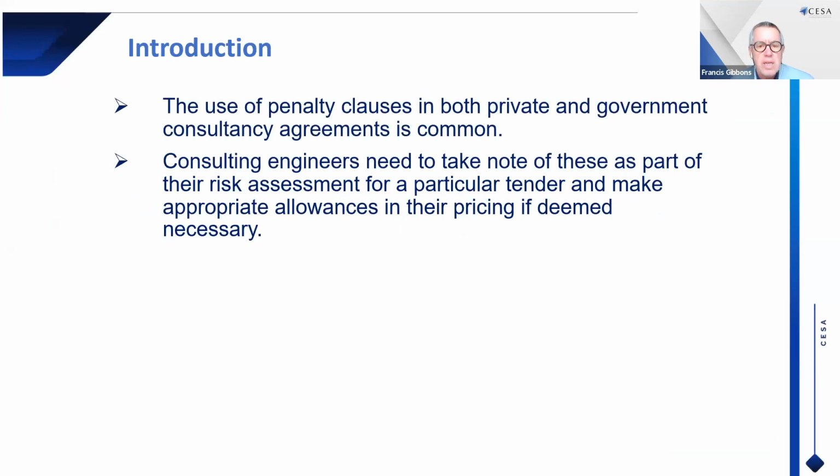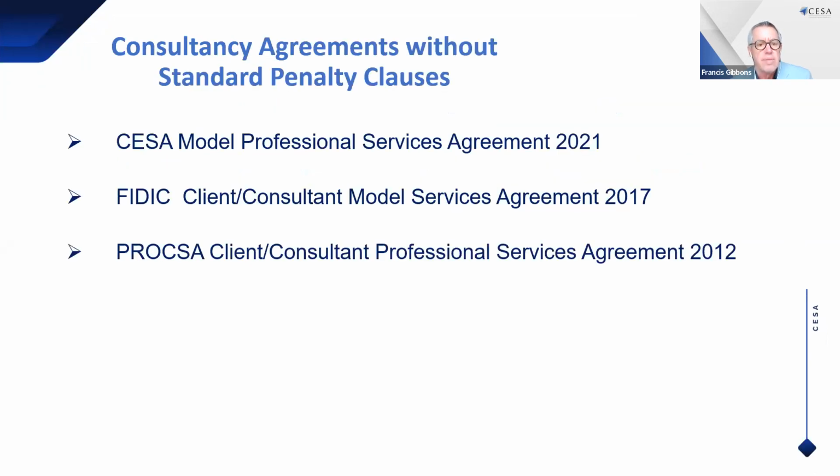So the use of penalty clauses in both private and government consultancy agreements is quite common. It's unfortunately become a part of modern business practice. The agreements are much more commercial. The supply chain management officials who are running the agreements are focused on the commercial aspects as well as just the technical. So consulting engineers need to take note of these as part of their risk assessment for a particular tender and make appropriate allowances in their pricing if deemed necessary. It's not something you want to skim over if there's penalty clauses in the agreement that you will be signing if you win the tender.